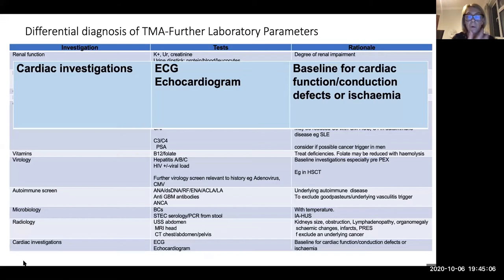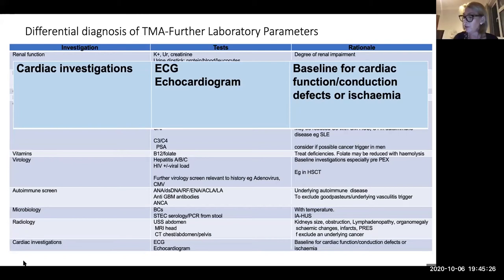Has anyone got any questions through Joe about the blood tests? Do you want me to answer them now, Joe, or just carry on? Shall we carry on and then we'll do all the questions at the end? And if people have got questions, if they pop them in the chat, then I'll read them out. Is that okay? Yeah, it's fine by me.